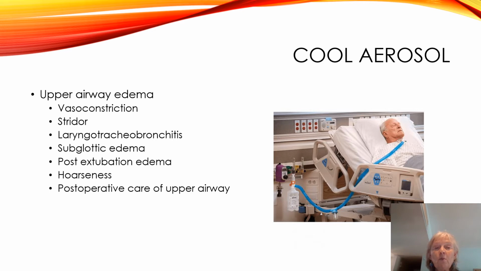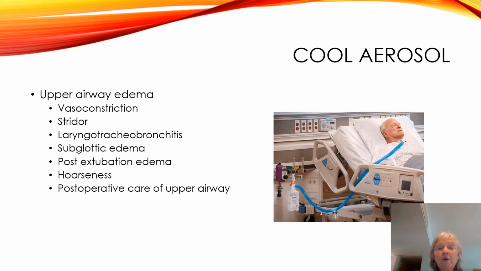So why do we use a cool mist? Well, basically, one is for upper airway edema. This is where you have, and if you see number 3 on the list, laryngeal tracheal bronchitis, this is your croup. We're trying to reduce the swelling from the croup at that point. If there's a vasoconstriction going on, if there's stridor, if you can hear stridor, that's also swelling in that airway, and we need to be able to relax the airways.